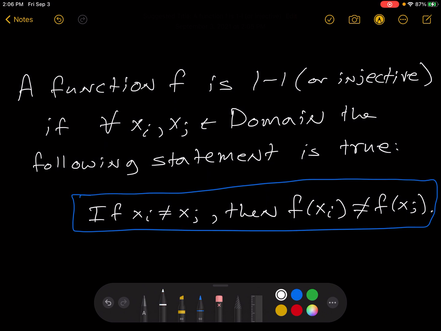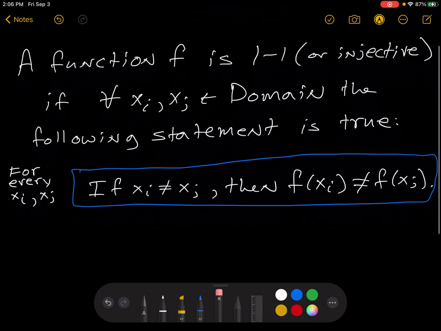And the thing to remember is that this is a for all. All right, what we're saying is for all or for every xi, xj, this thing happens. All right, so let's investigate that a little bit.